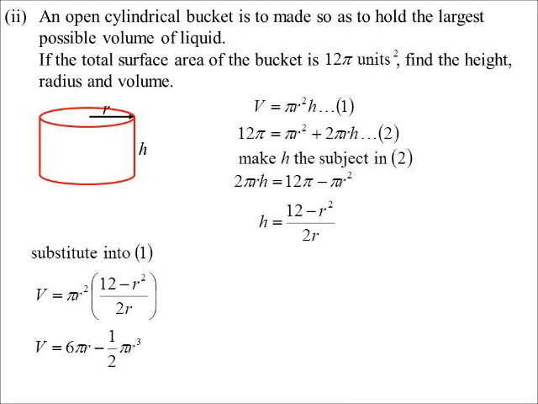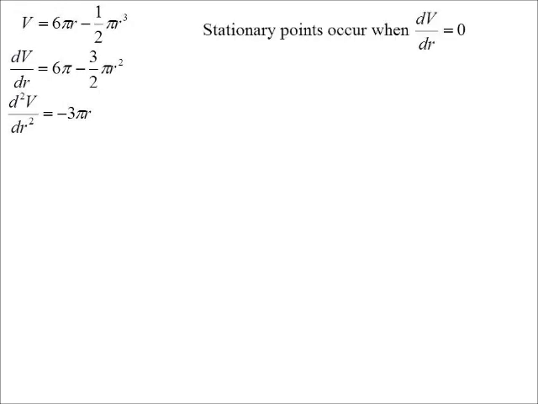So let's find our derivatives. There's volume. Remember, pi is a constant. It's r that we're differentiating with respect to. 6 pi minus 3 on 2 pi r squared. Second derivative, minus 3 pi r. Stationary points occur when dV/dr is 0. Solving that, I get two possibilities. One is going to give me a maximum. One will give me a minimum.